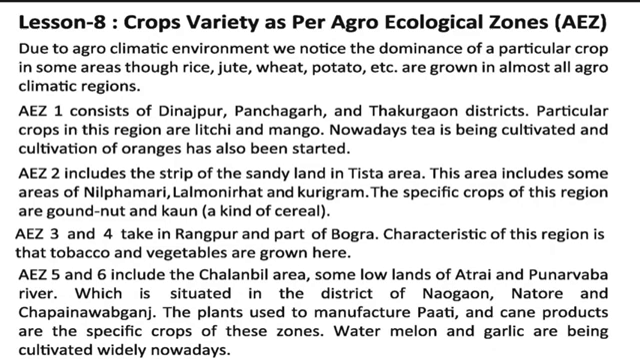On the basis of agroclimatic zones, there is a different variety of crops we can produce, but some are specific, and some we can produce throughout Bangladesh, such as rice, jute, wheat, potato, and so on.